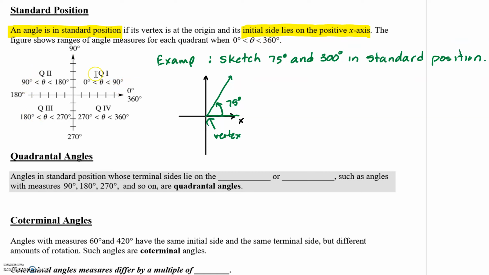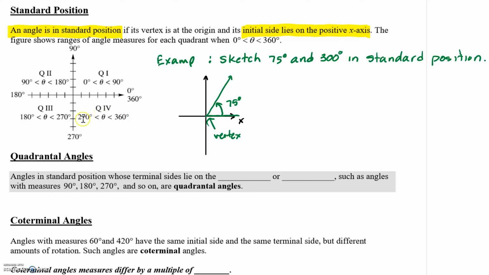So quadrant 1, Q1 stands for quadrant 1, is going to be between 0 and 90 degrees. That makes sense because there's that right angle. And then between 90 and 180 is called quadrant 2. And quadrant 3 is between 180 and 270. And then finally, a full 360. So the positive x-axis can stand for 0 degrees and 360. Quadrant 4 is going to be between 270 and 360. And our second angle there is 300, so we know it's in quadrant 4.